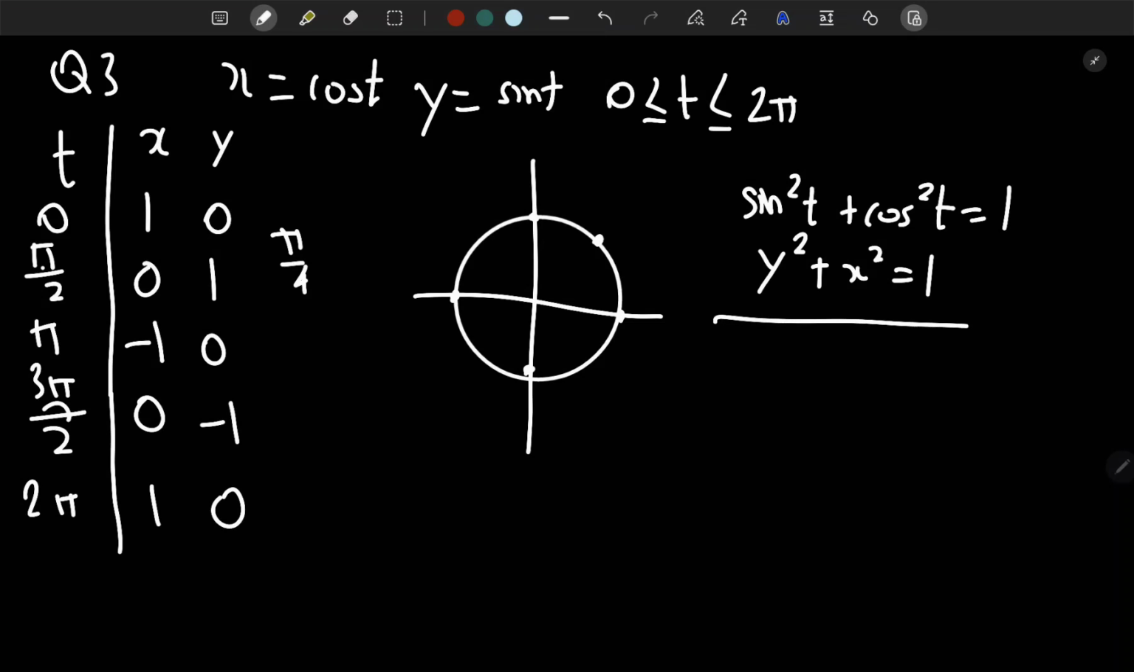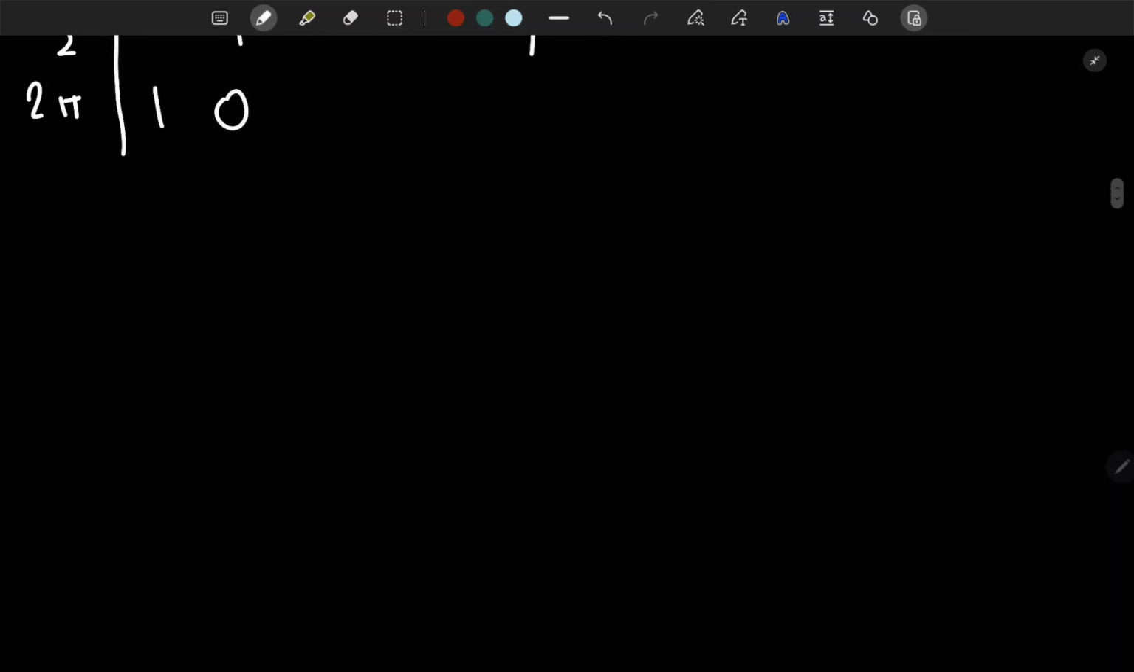and this is the Cartesian equation. And I almost forgot to add the direction over here. So we have t equals 0 as the initial point, as this one, so it is going like this. So now let's move on.